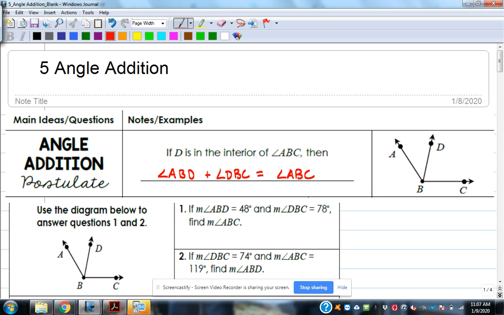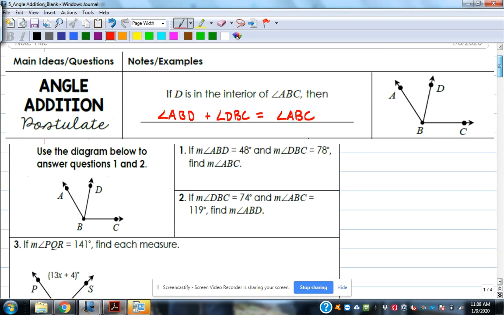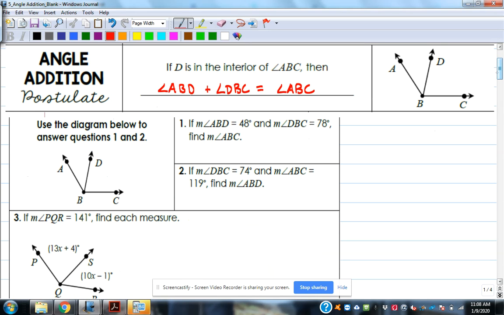Those two small, all that says, the angle addition postulate, all it says is that two smaller angles that have the same vertex add up to be the bigger angle that they create. That's all that means. Those two smaller angles add up to be that bigger angle. That's all that says. So really, really not too fancy there.